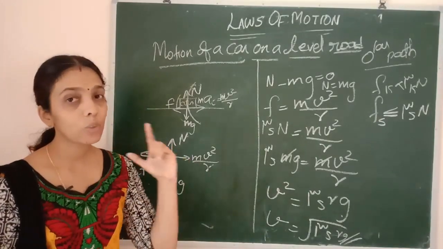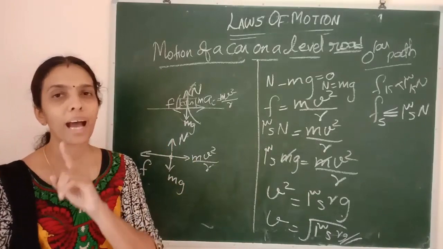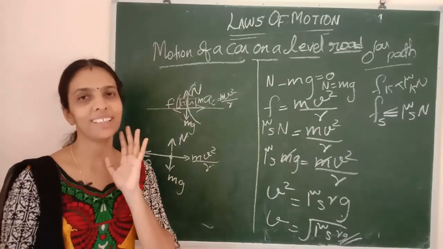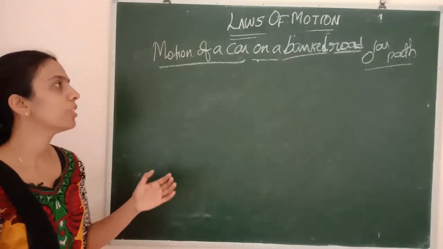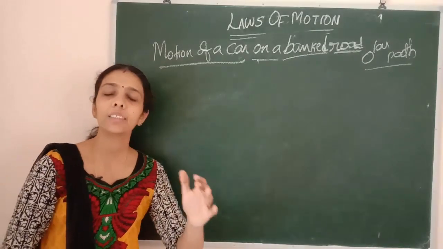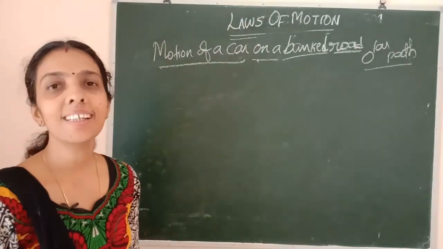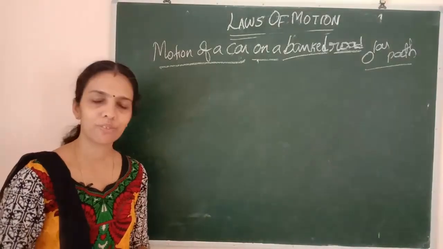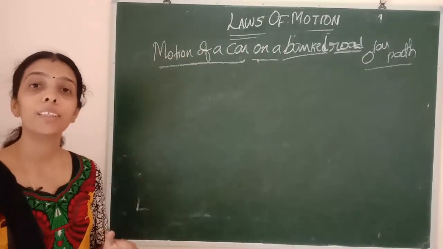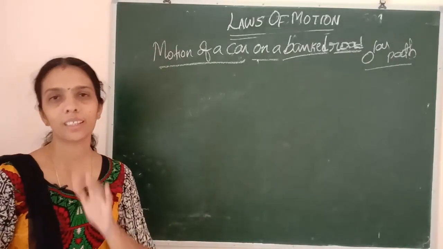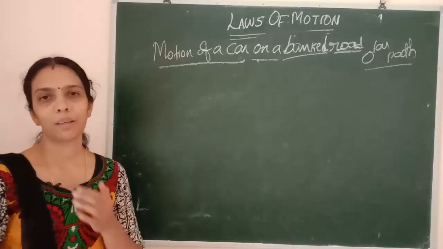it is taking a circular path on a banked road. Okay. Next is motion of a car on a banked road when it is taking a circular path. First we should understand what is meant by a banked road. What is meant by a banked road?